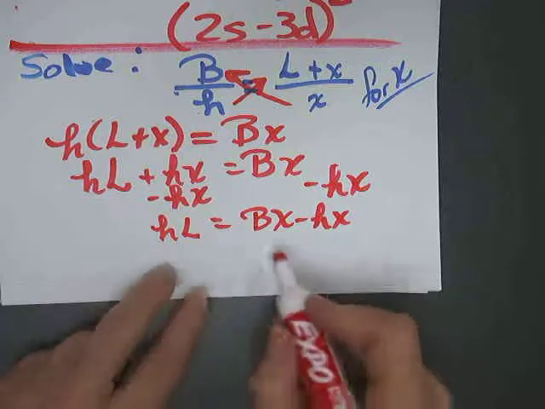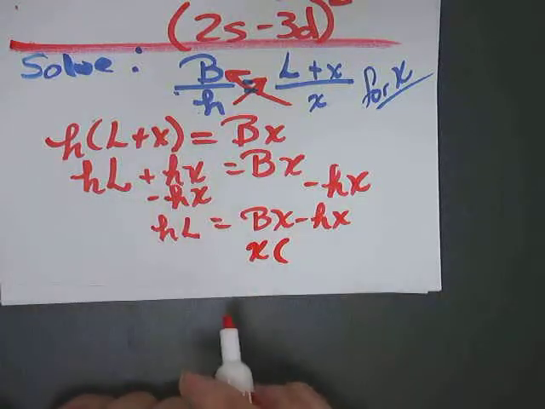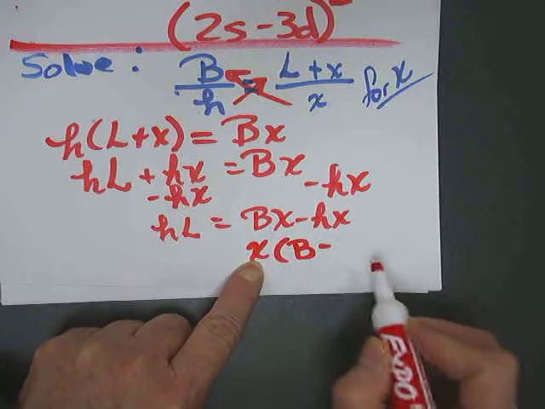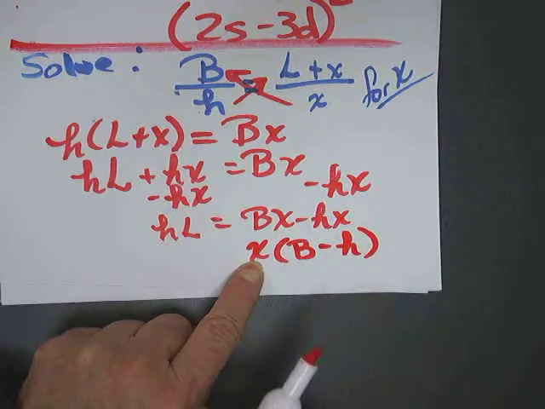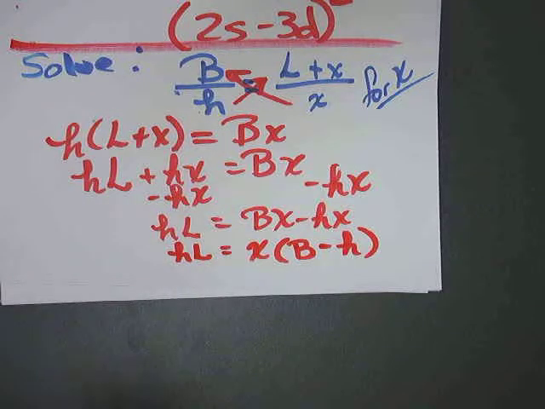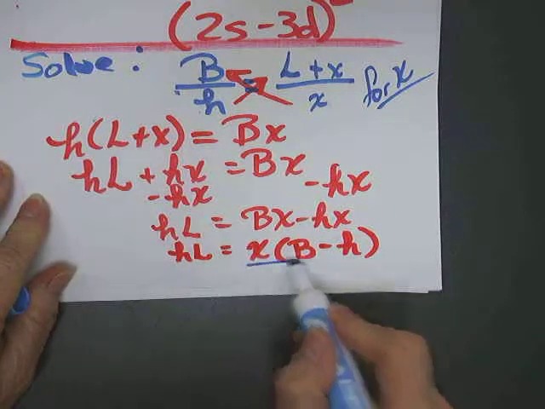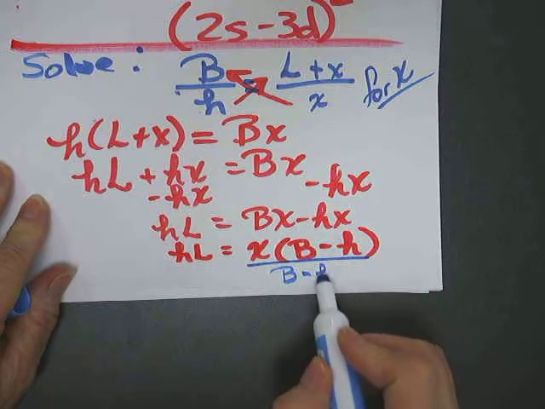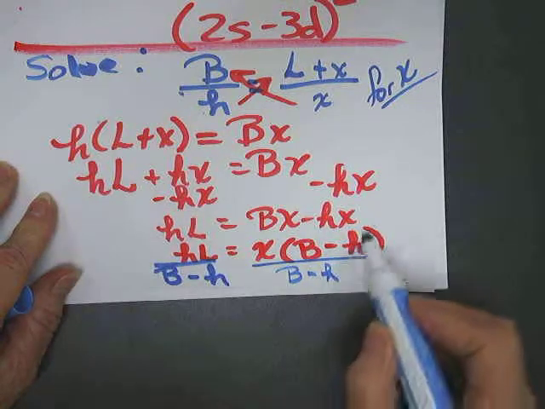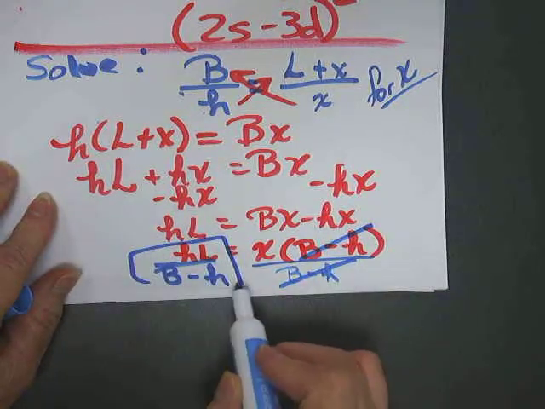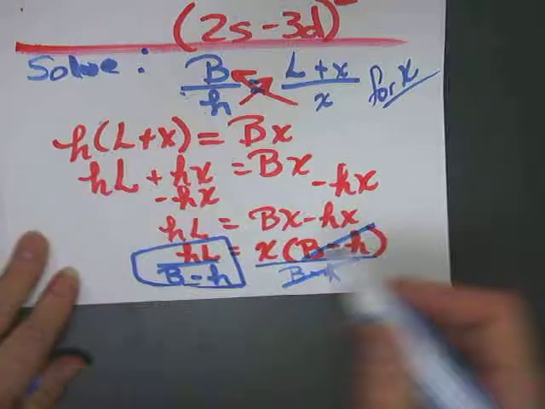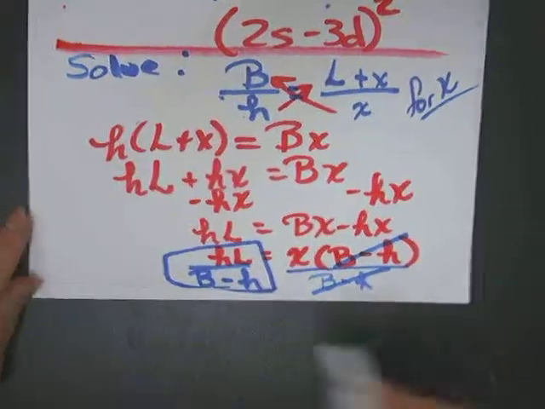You can either multiply by the common denominator, and you'll end up with it. The common denominator is both of these, or you can remember that this is a proportion and that cross products are equal. So this times that is equal to this times that. So we have HL plus HX equals capital BX.